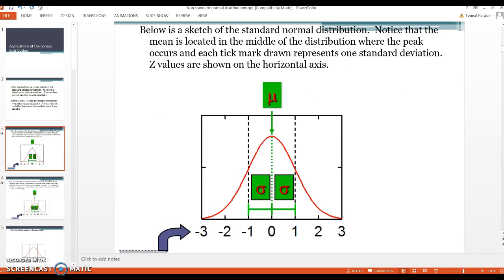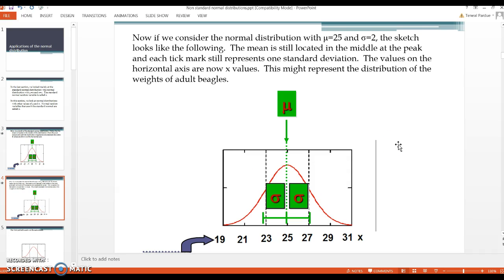So here's what a sketch looks like. These values down here are the z values. So the mean is at 0. For the standard normal distribution, the mean would be 0, which would be in the middle. And then we've got 1, 2, and 3 standard deviations on either side. All right. So if it's not a standard normal, then whatever the mean is going to go in the middle at this highest point. And we're going to see 3 standard deviations in either direction.